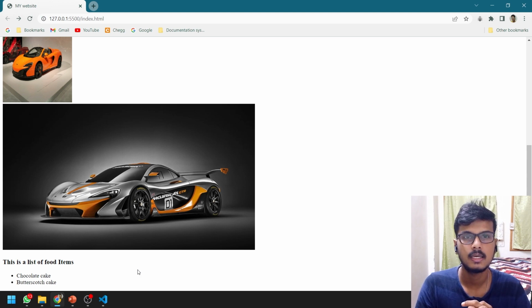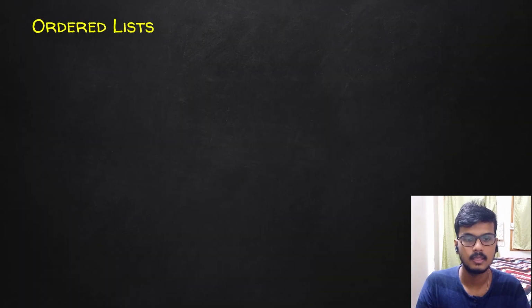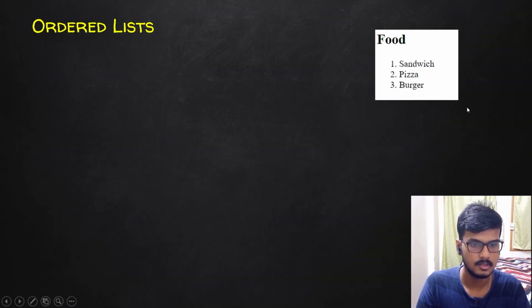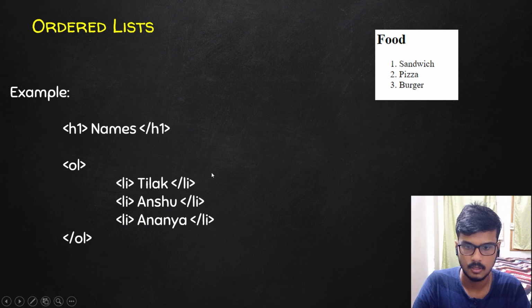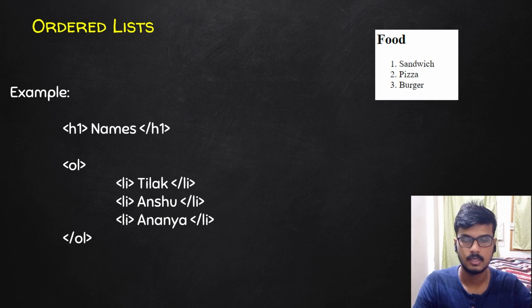So let's see how to create an ordered list inside your website. An ordered list looks something like this. As you can see, it has numbers. It has an order. So this is an example of how an ordered list looks. Let's go back to our Visual Studio Code and implement this.